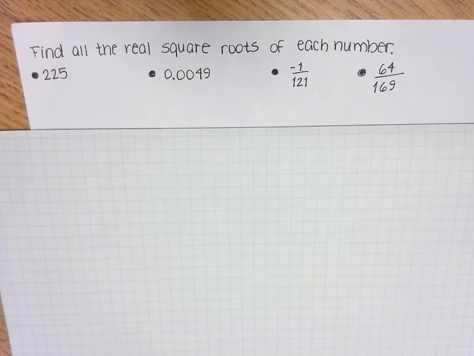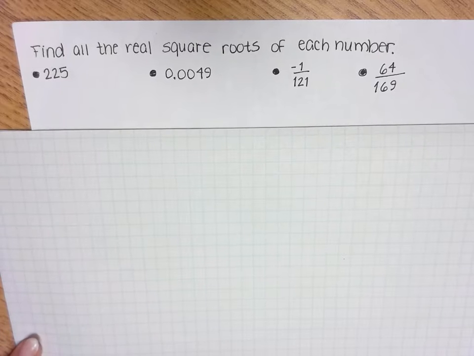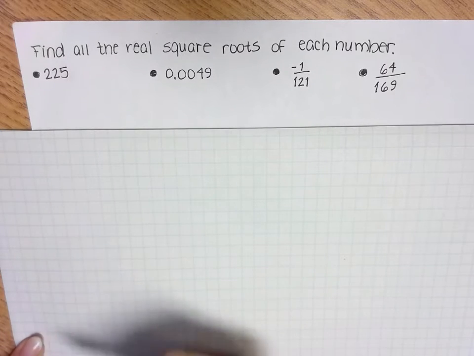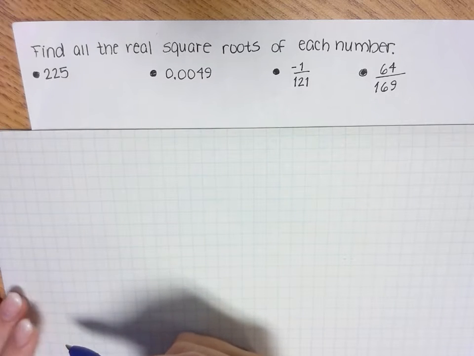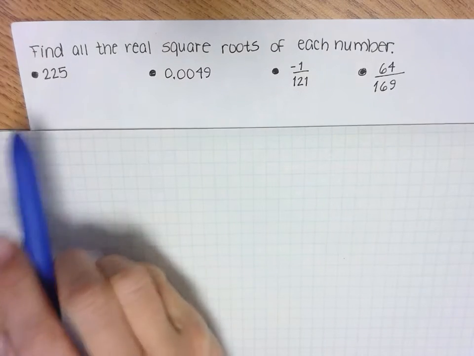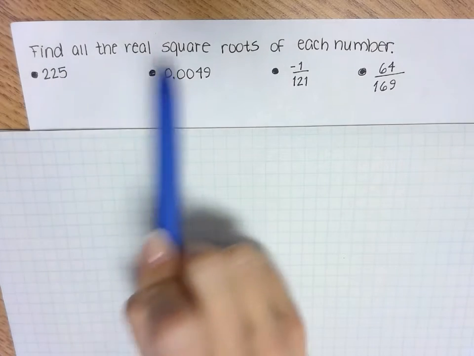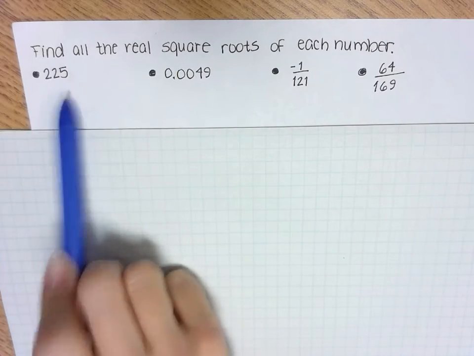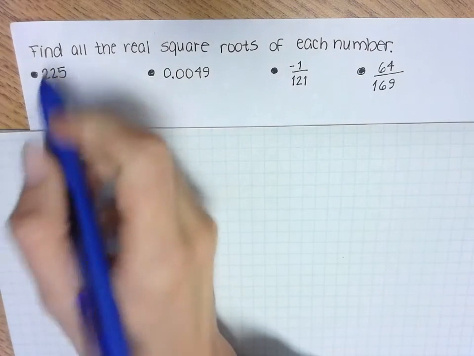Here I'm going to work out a few quick examples on the topic of roots and radical expressions. There will be a lesson that's posted separately, but this is just going through a few examples quickly, okay? So first and foremost, it says find the real square roots of each number. So the square roots of 225.